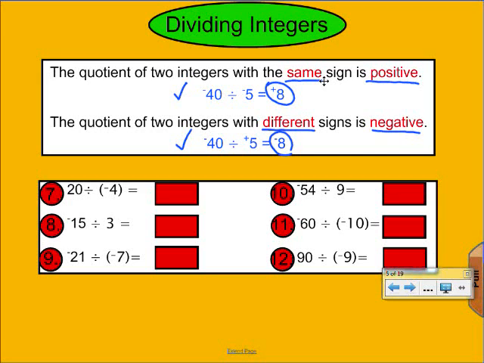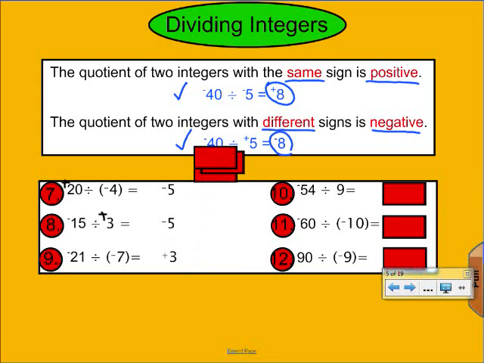Okay, welcome back. I'm going to add my sign in here, so I have a positive 20 divided by a negative 4, and that's going to give me a negative 5. For number 8, negative 15 divided by a positive 3 is also going to give me a negative 5. Number 9, I'm dividing two negatives, so my answer is going to be a positive 3.